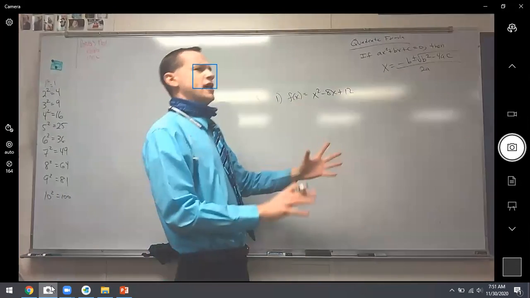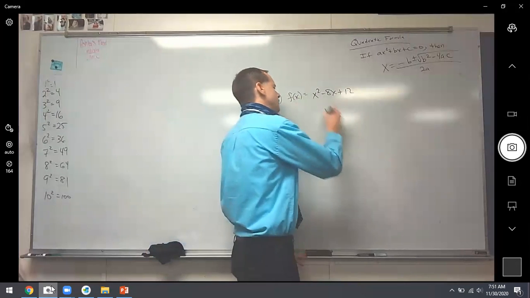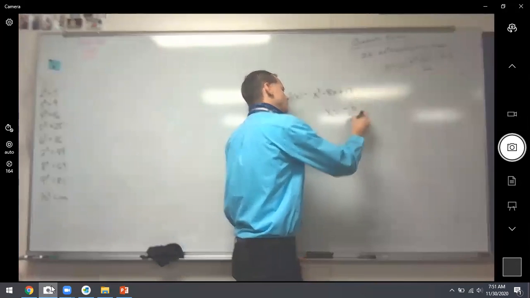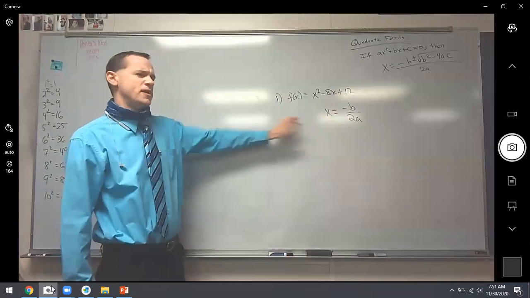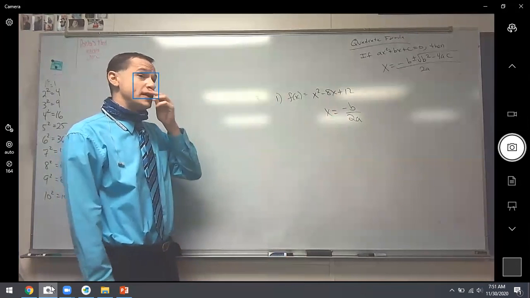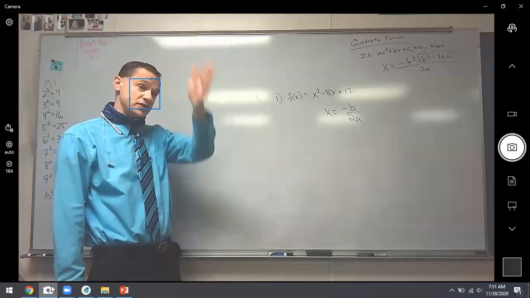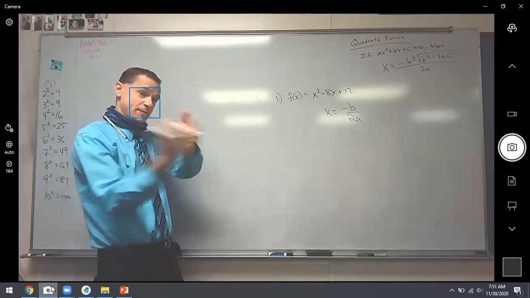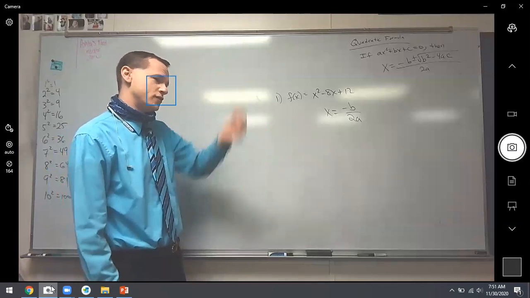If you just want to know where the vertex is, there's lots of ways to do it, but I think the most simple way would be to use this equation right here. We've referenced this many times. x equals negative b over 2a. That's the x coordinate of not only the axis of symmetry, that line that goes through it and flips the same on both sides, but it's also where the vertex will be.